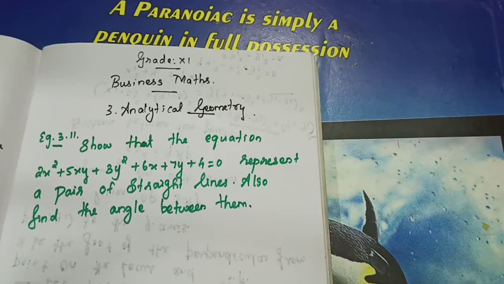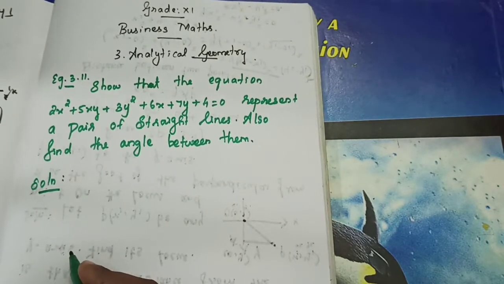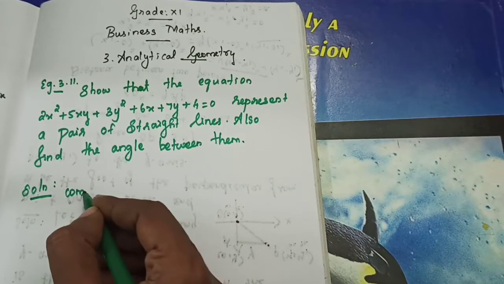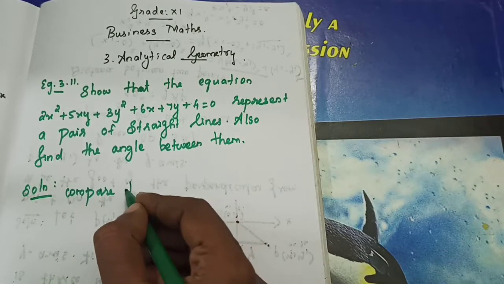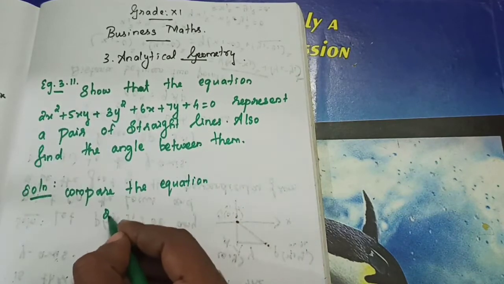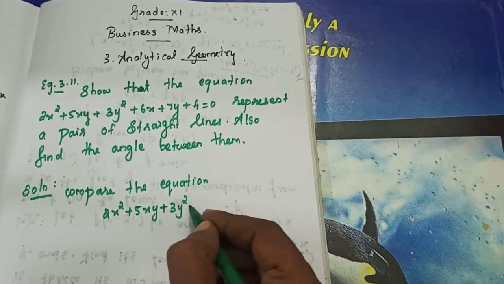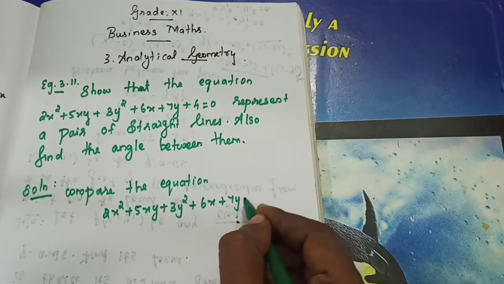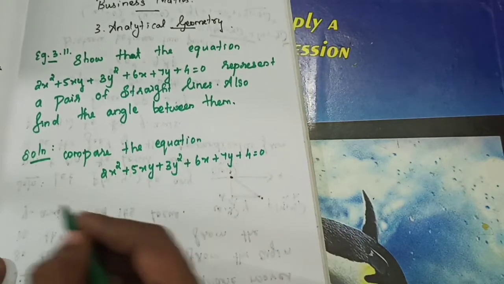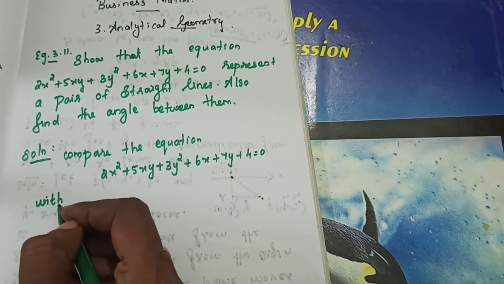In our last class I explained how to find h, f, g, everything. Okay, so we are going to use that. Solution. First thing is, we are going to compare this equation with our general equation. What's the given equation? 2x square plus 5xy plus 3y square plus 6x plus 7y plus 4 is equal to 0. We need to compare this equation with our general combined equation.